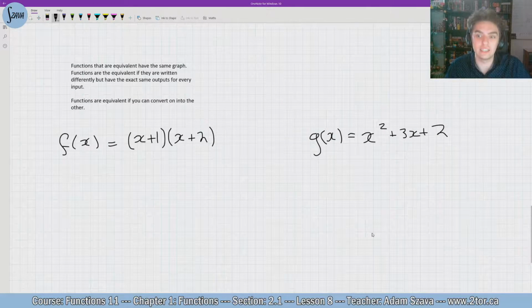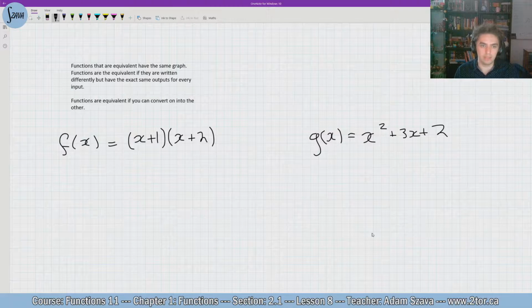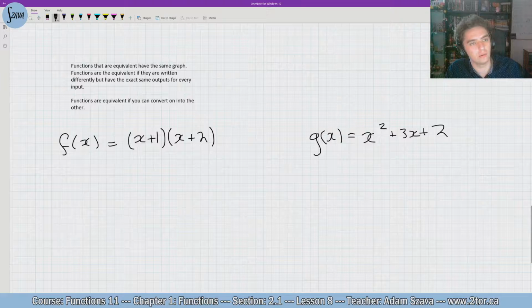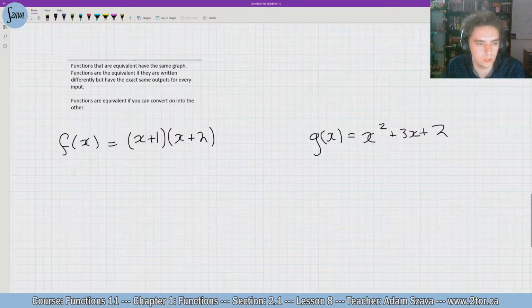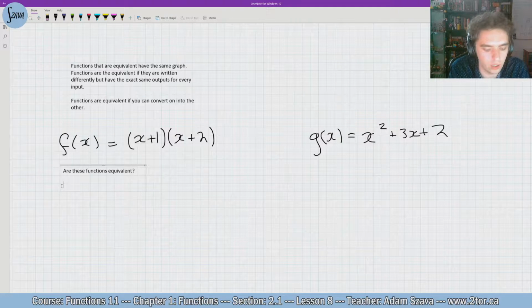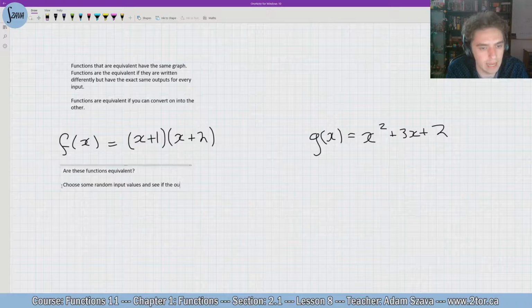These are definitely written differently, right? Definitely written differently. Let's try to figure out if they're equivalent. So are these functions equivalent? Okay, so what we can check is, first of all, just choose some random input values and see if the outputs are the same. That's the first thing we'll do.